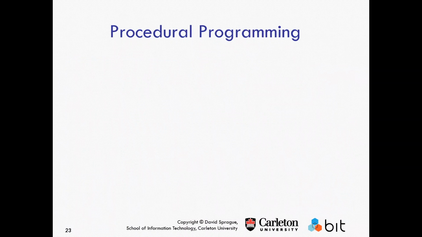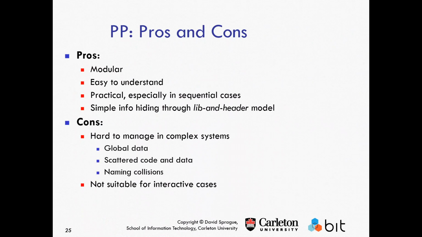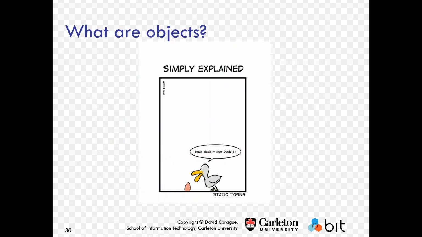I think I have an example here. Well, actually, I'll jump ahead and come back. There you go. Duck is equal to new duck. And this duck, this egg of a duck, is an instance of type duck. It is not all ducks. It is an instance of type duck. It is the object, not the class.